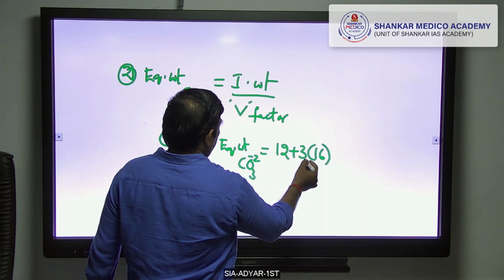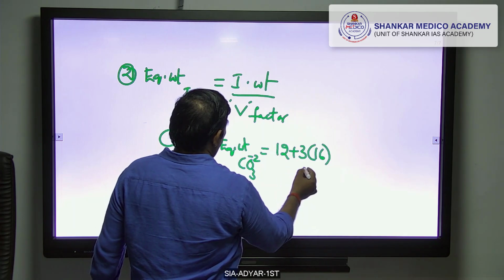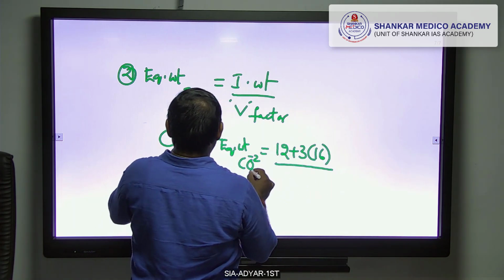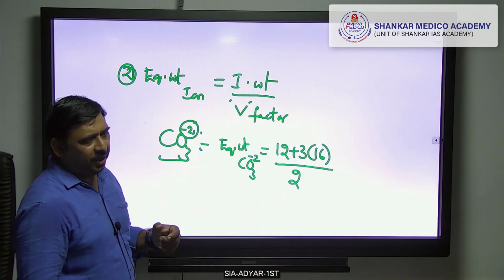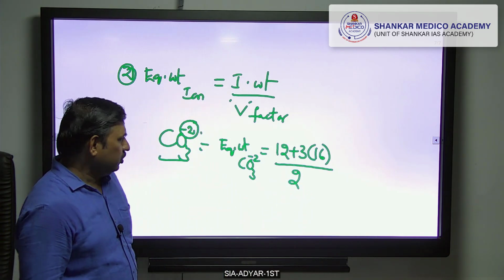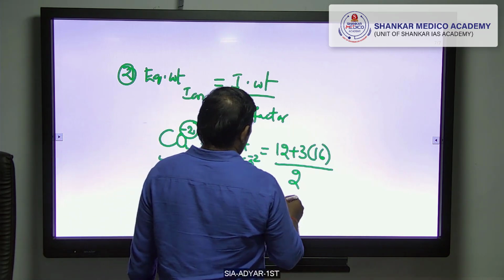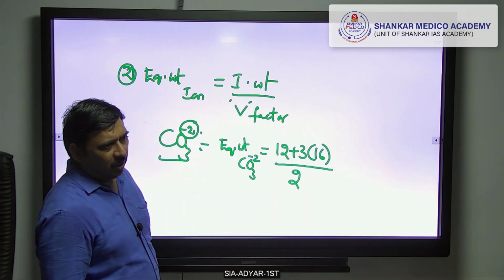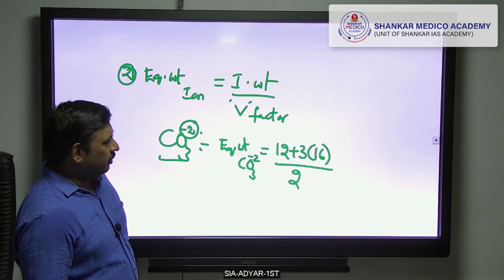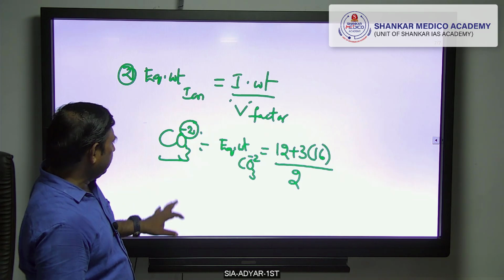12 plus 3 into 16, upon n factor. The n factor is the charge. The charge is minus 2, no need for the sign, just take that value. So the n factor is 2. So this is the equivalent weight of carbonate ion.